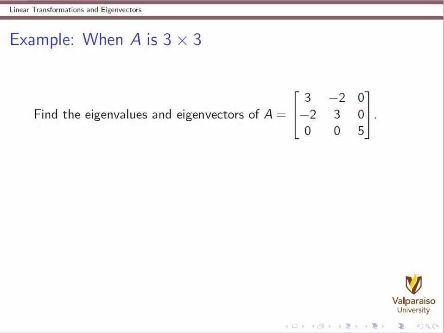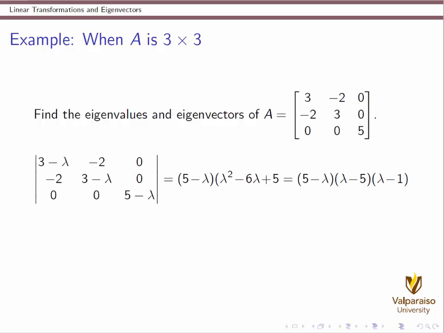Moving on, let's scale it up and do an example for a 3 by 3 matrix. We're going to find its eigenvalues and eigenvectors. The procedure is exactly the same. We're going to construct the determinant of A minus lambda I. So this is the coefficient matrix A minus lambda times the identity matrix that's 3 by 3. So you'll get collected terms down the diagonal.